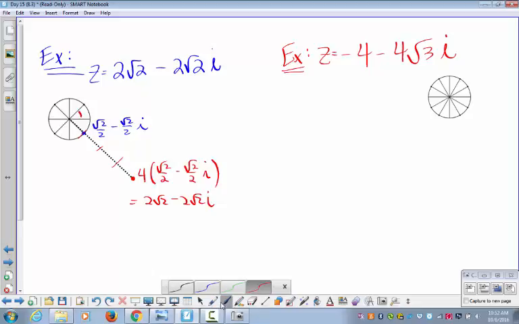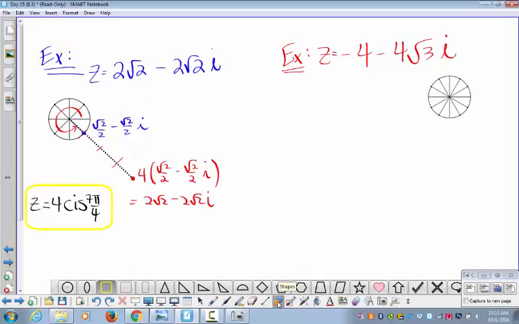We always use an angle between 0 and 2 pi. So our conclusion here is that z is equal to 4 multiplied by cis 7 pi over 4. That would be our trigonometric form. So the angle is always between 0 and 2 pi, and the coefficient out in front is always a positive number.